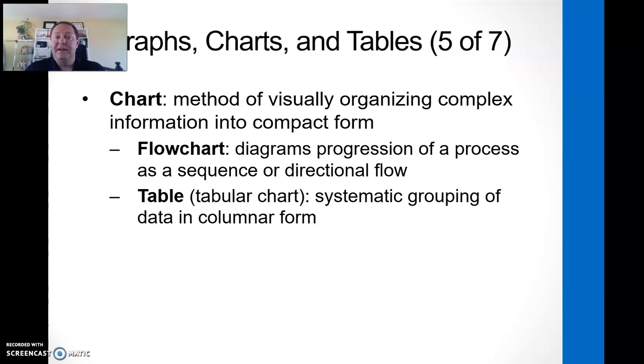All right, a chart is a method of visually organizing complex information into compact form. So a flow chart diagrams progression of a process as a sequence or directional flow, and a table is a systematic grouping of data in column form.